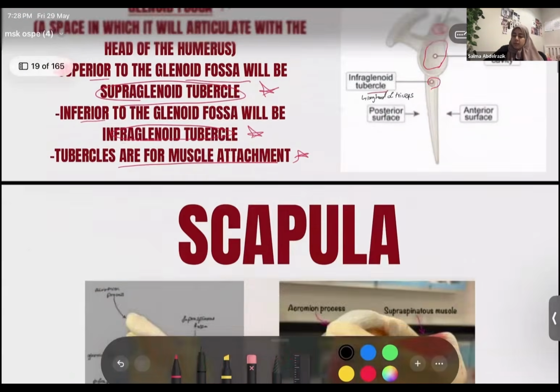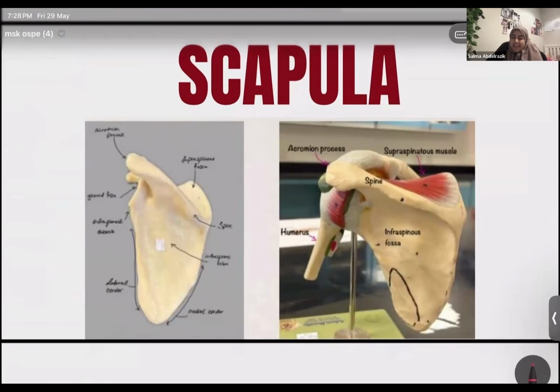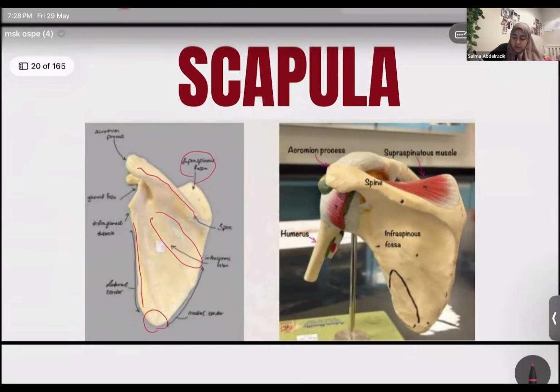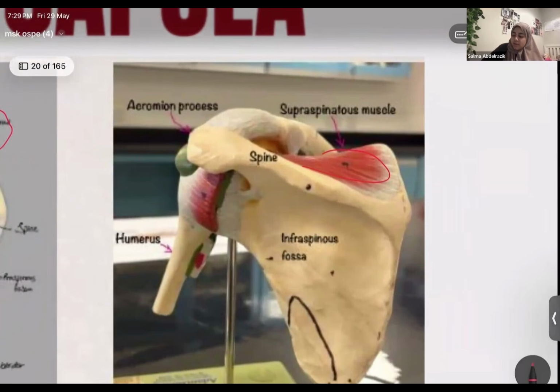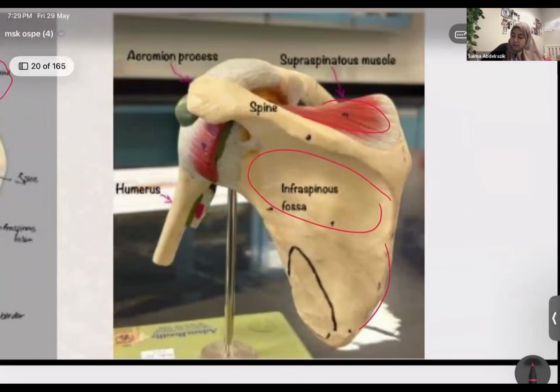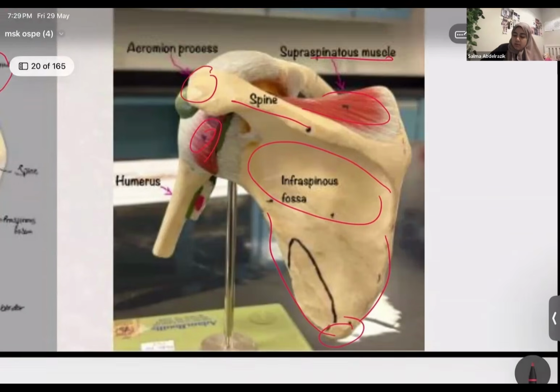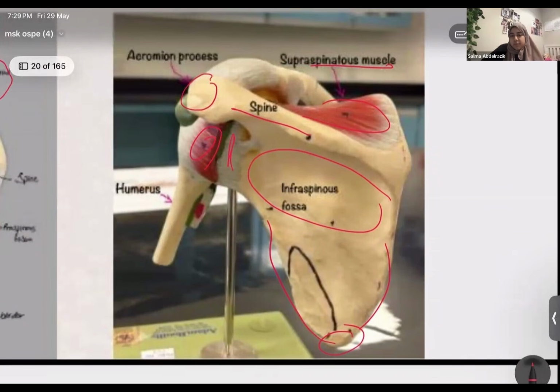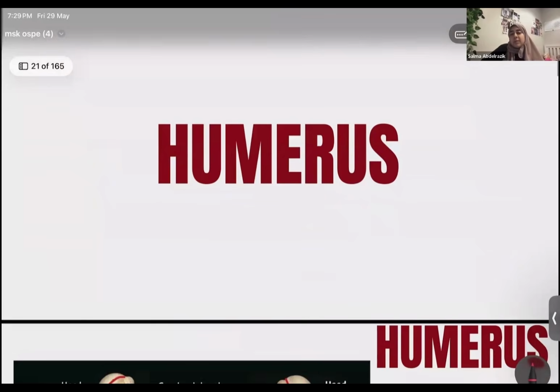Cool, cool. More pictures. We have supraspinatus above the spine, infraspinatus below the spine, lateral border, inferior angle, medial border, infraglenoid tubercle, supraglenoid you can see from here. You have the acromion process, glenoid fossa. Next picture, supraspinatus, infraspinatus, medial border, lateral border, inferior angle, humerus, spine. So supraspinatus, like we said, infraspinatus, acromion process, glenoid fossa. Cool? Cool. And we're done with the scapula.